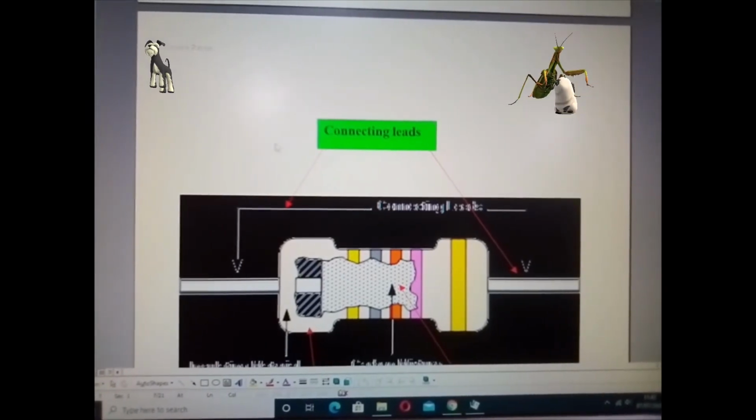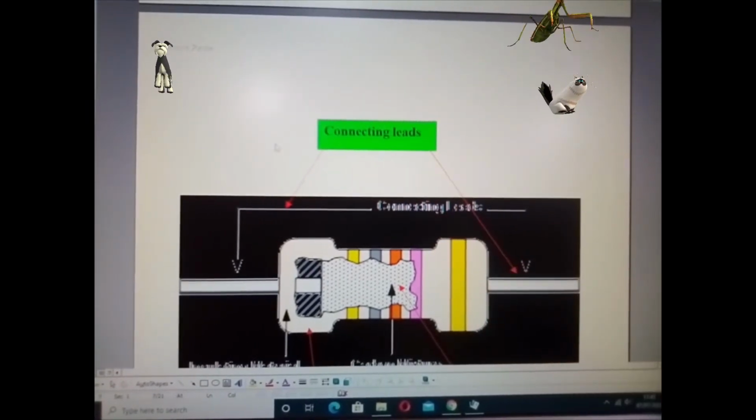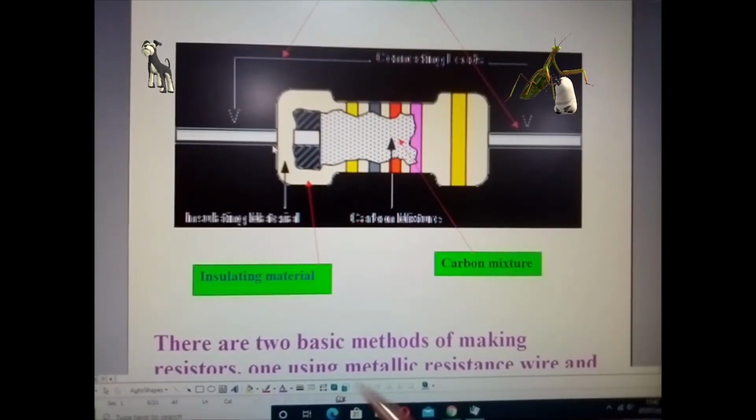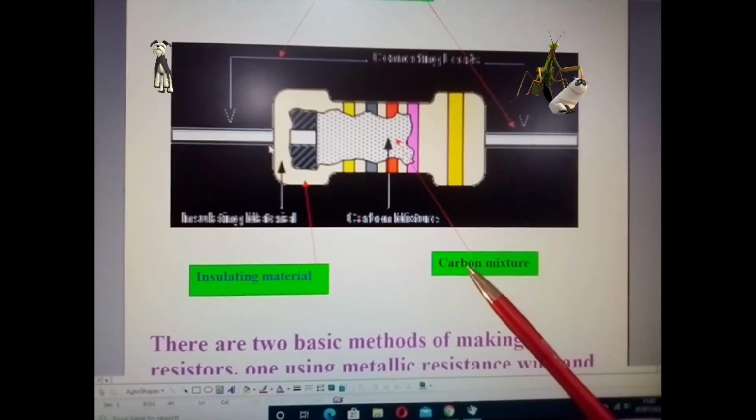And all I've done here is show you what a resistor looks like, connecting leads, okay? And that will take us up to there, okay? The fourth, insulator material, carbon mixture, okay?